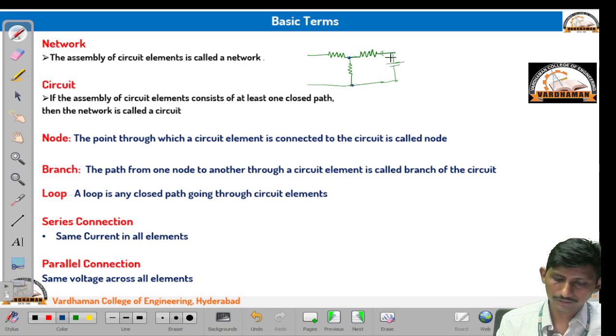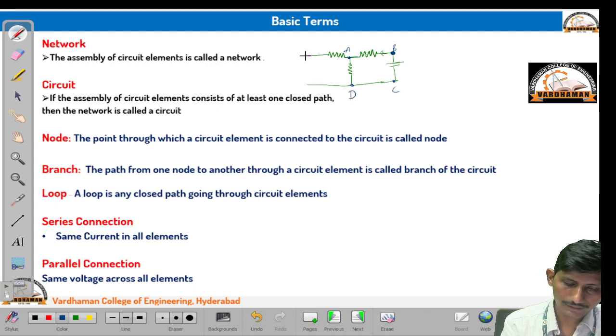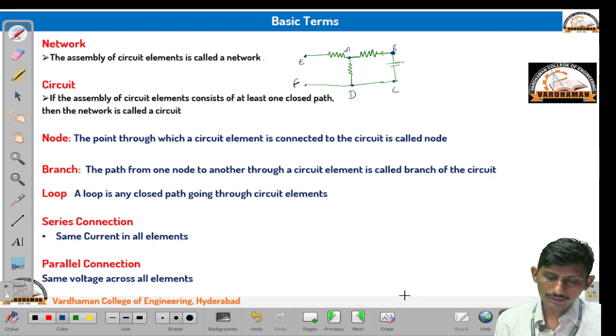Okay. Like that you can identify more nodes. Let us name them as A, B, C and D. This is E, this is F. So, all these A, B, C, D, E, F are called nodes.